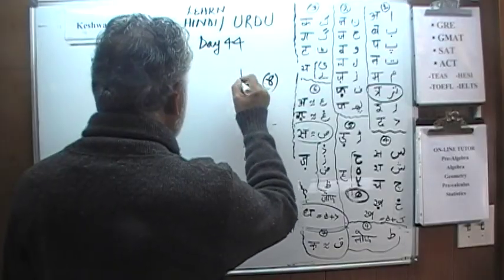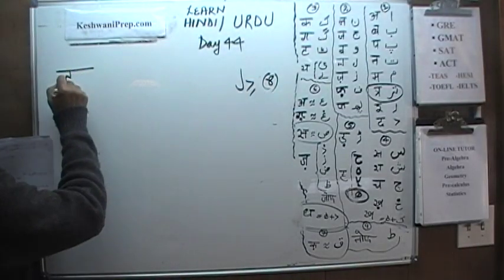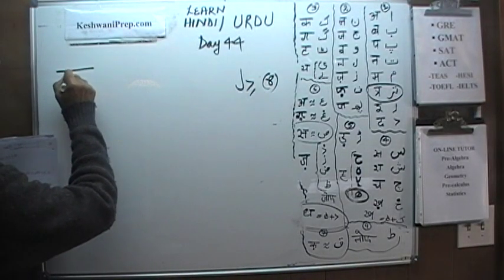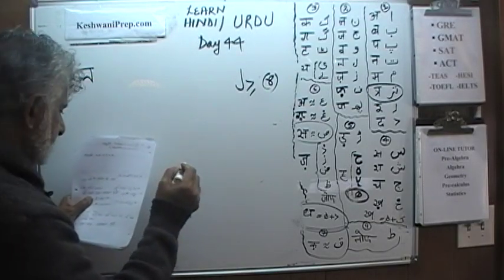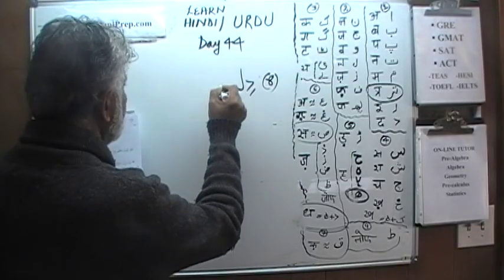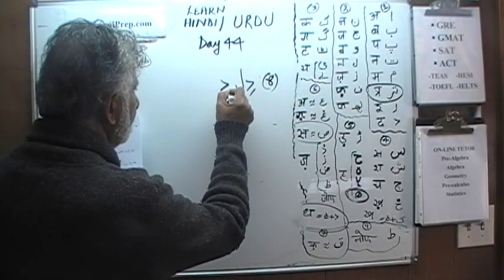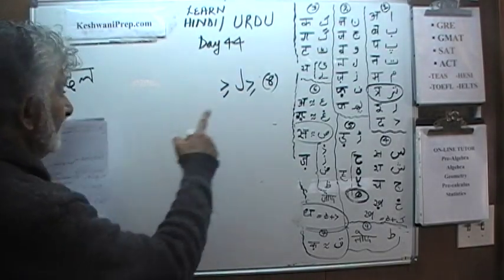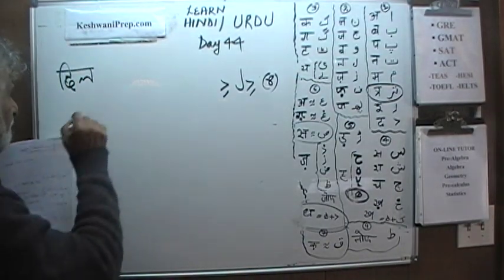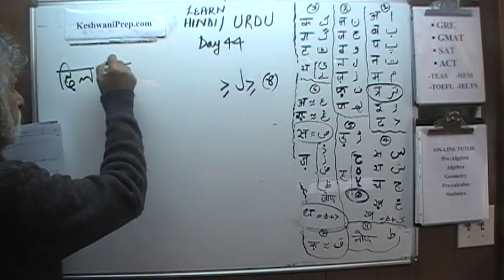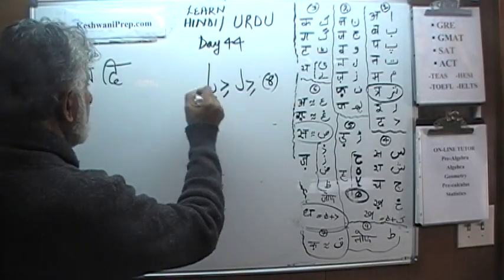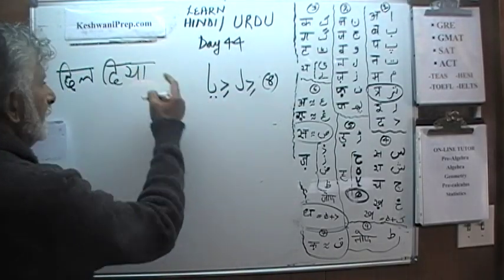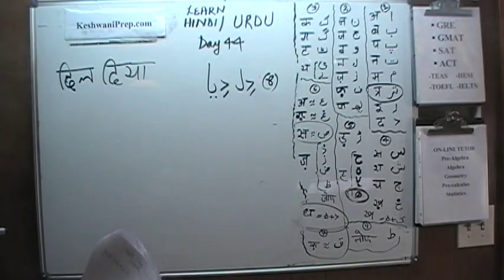Number 8. Dil, or rather dil, diya, the and a zer. Same di, choti ki matra for the. Di, ya. Dil diya. The next word is a vocabulary word.